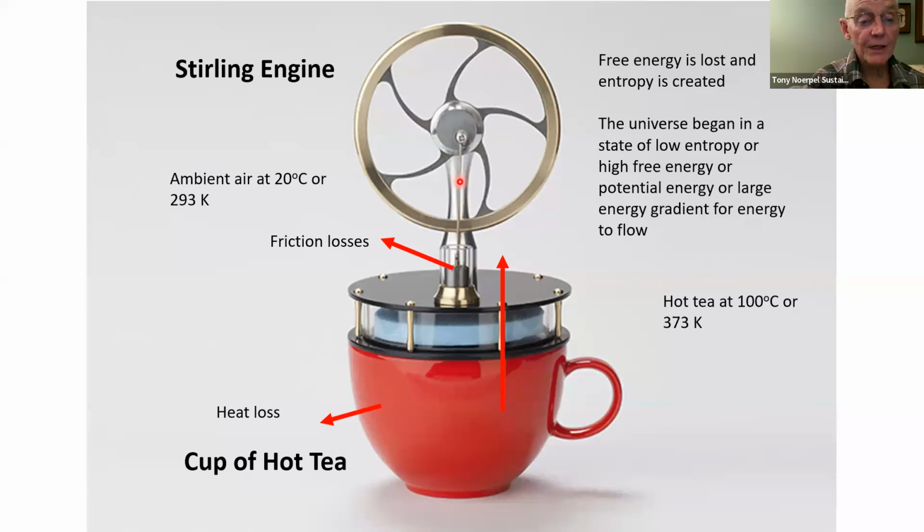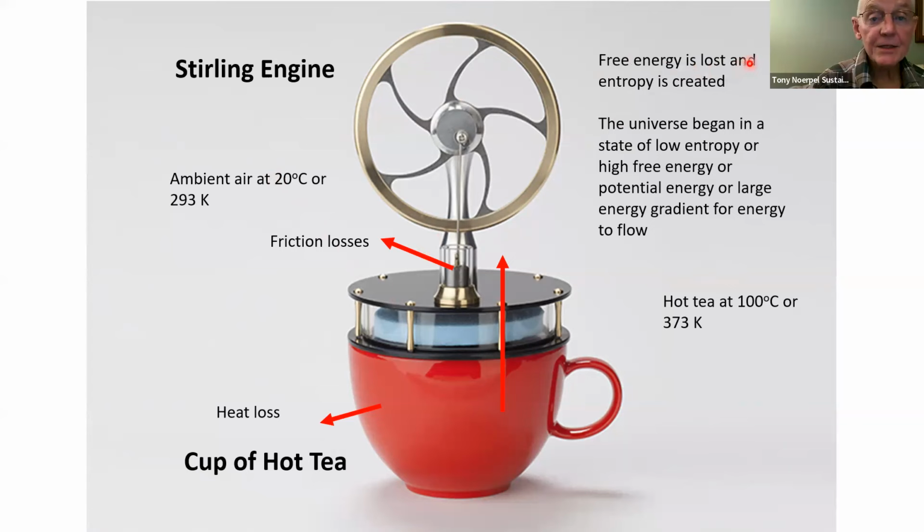And the heat traveling through this direction, the Stirling engine takes advantage of and moves. So this thing will rotate. And of course, there are friction losses. The bearings are only so good and so forth. And that turns into heat too. So instead of having an energy gradient of 100 degrees here and 20 degrees here, ultimately this will cool down to the same as the room temperature. And when that happens, no more heat can flow and this Stirling engine will stop. And so what we say is free energy is lost and entropy is created.